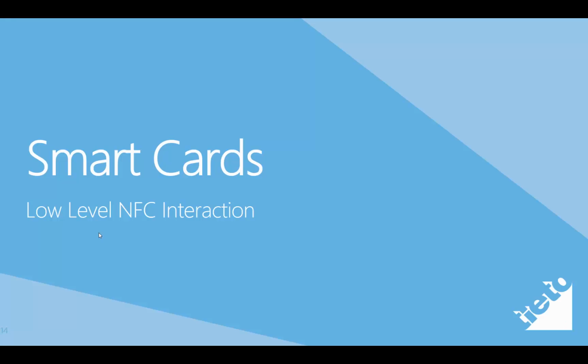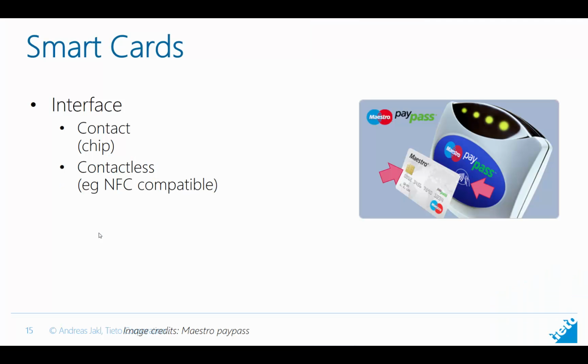So this was the open NFC part. Let's take a look at a bit more lower level NFC interaction, and this is new in Windows 10. So you can now also work with smart cards. So what is a smart card? Essentially, a smart card is something that's like your ATM card, your credit card. These are smart cards. They can either work with an interface that's using contact. So you have a chip included, and you put it into the reader and it will communicate over the chip.